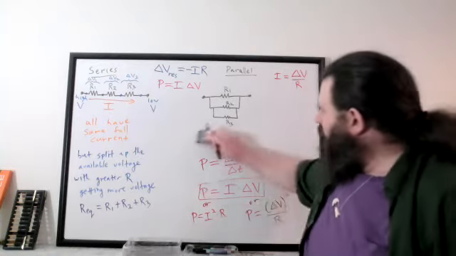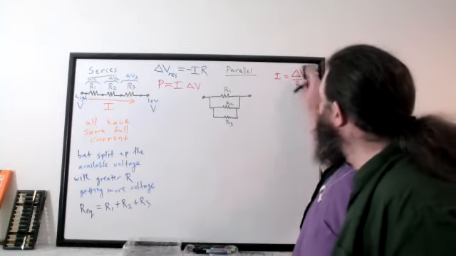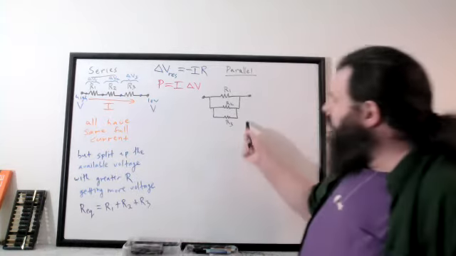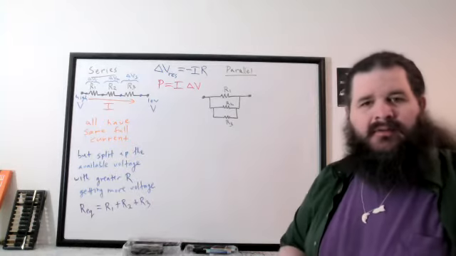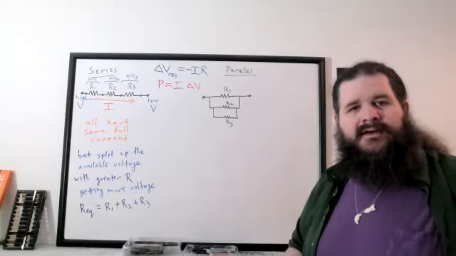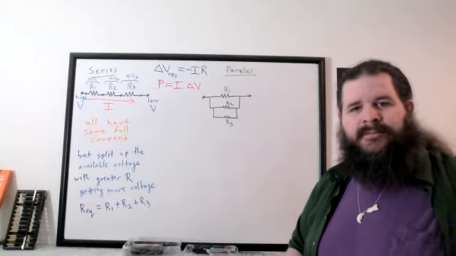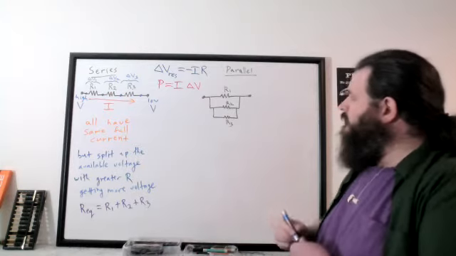All right, let's try the same approach in parallel. In parallel, what are we assuming is the same about all the resistors? They all have to get the same what? Yeah, they all get the same full voltage drop.